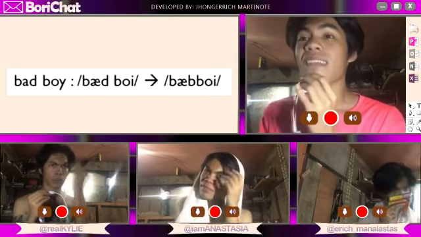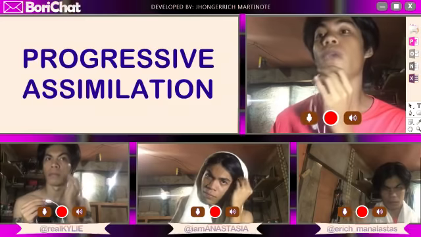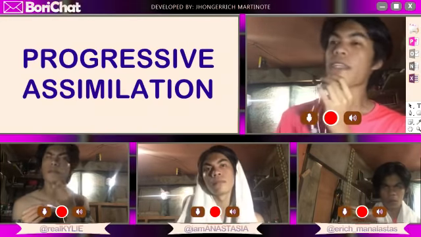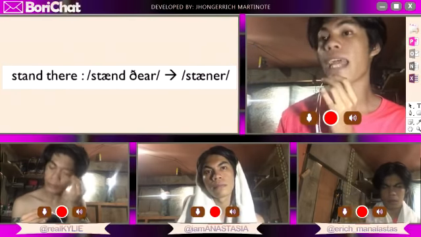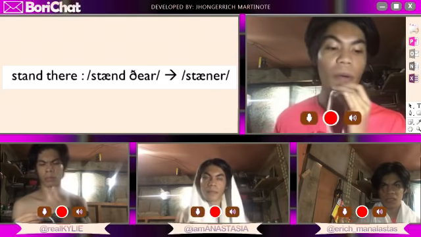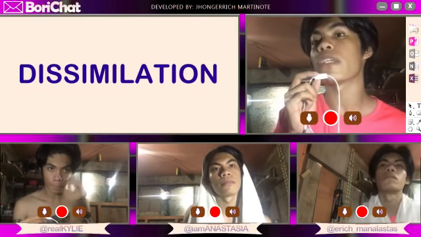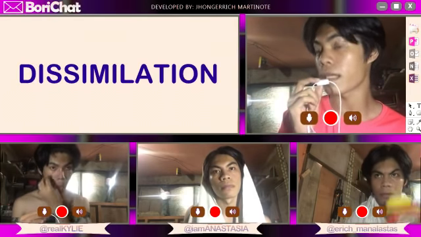Anyways, the second category of assimilation is the progressive assimilation, where the phoneme that follows is affected by the one that comes before it. For example, stand there. Stand there becomes stanner. Gets? Okay, next type is the dissimilation, a rule in which a segment becomes less similar to another segment.